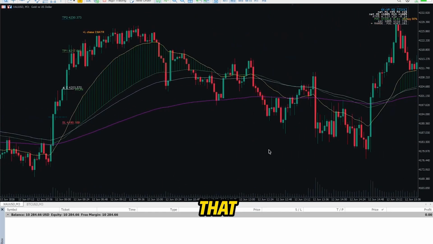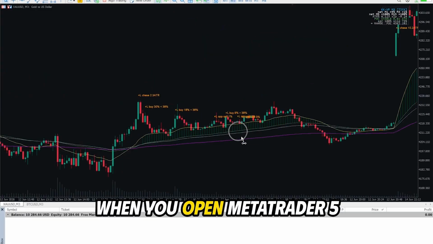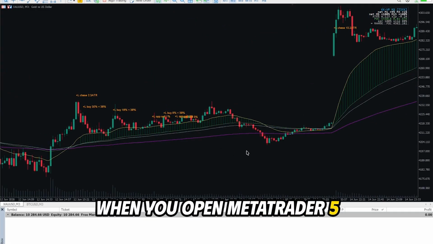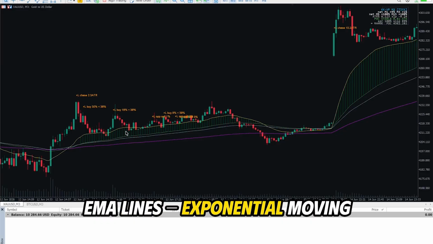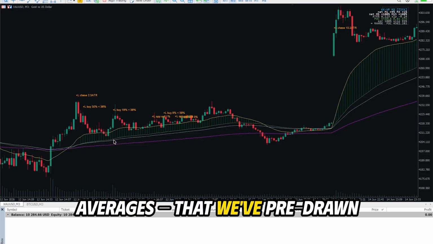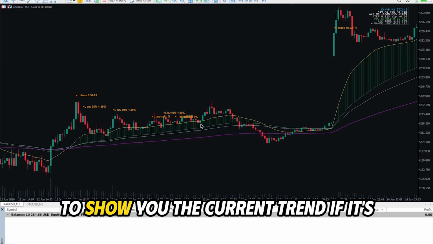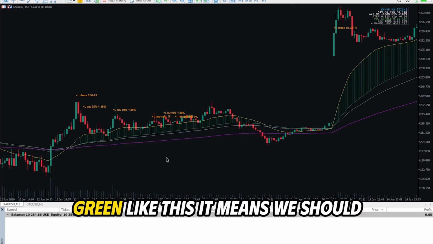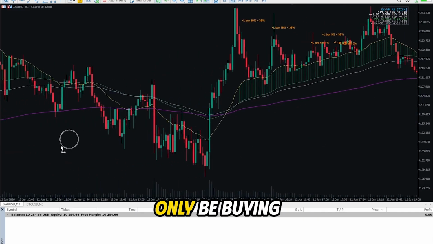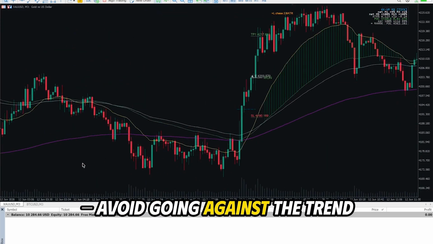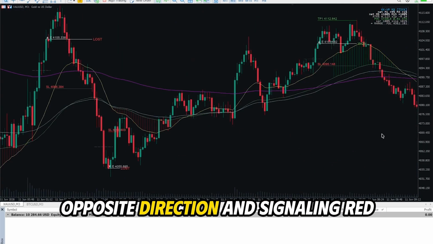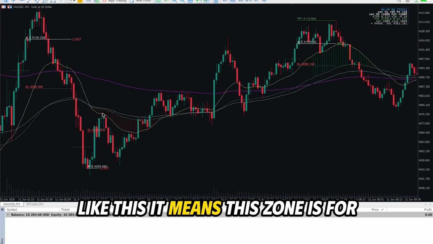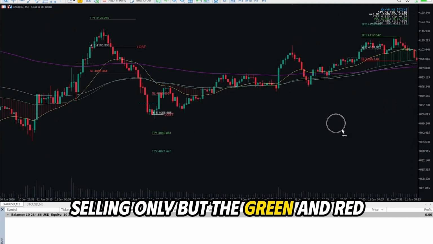But from that, when you open MetaTrader 5, what you immediately see are the EMA lines, exponential moving averages, that show you the current trend. If it's green like this, it means we should only be buying. Avoid going against it. When we see the EMA lines going in the opposite direction and signaling red like this, it means this zone is for selling only.